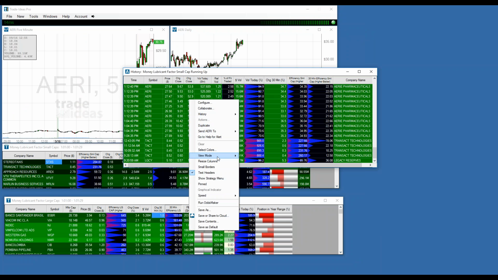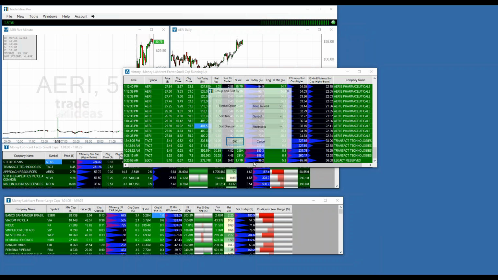So go to view mode. Oh, okay, right-click, group and sort by. And this one, keep the oldest. That way we can see the very first instance of the trigger. Ascending, Brad, ascending or descending? Ascending's fine, but change the top one to keep the oldest. Okay. Yeah, and then hit OK.